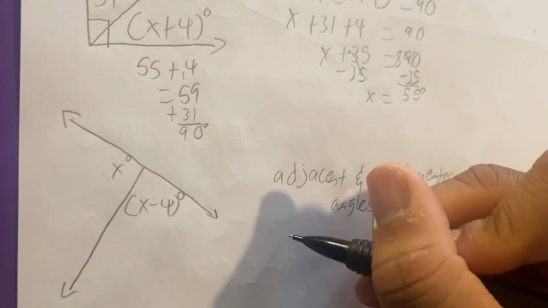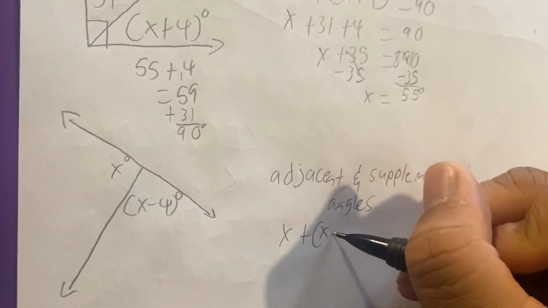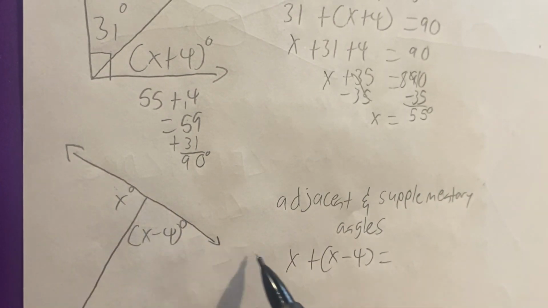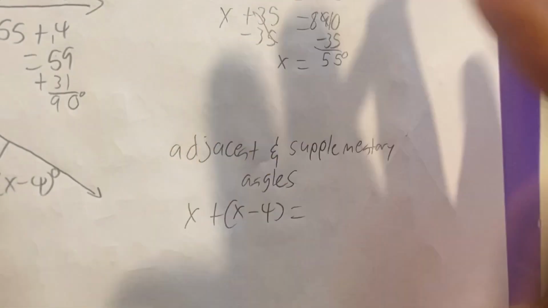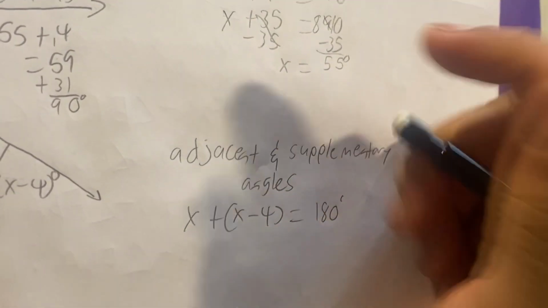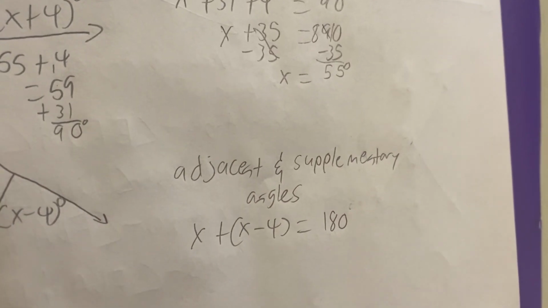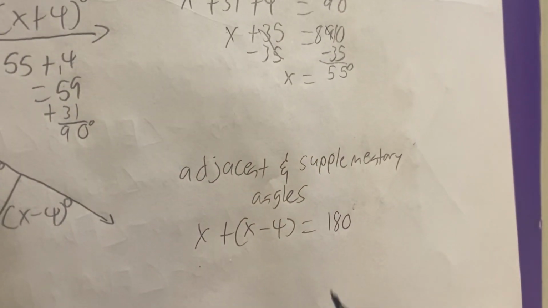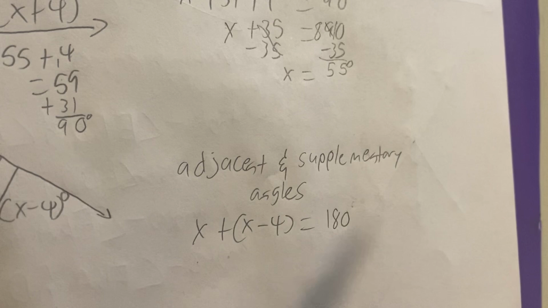So you have x plus x minus 4, and it equals, what does a straight angle equal? It equals 180. So therefore, it's going to equal 180 degrees. Let's find out what x actually equals. Looking here, we want to see if there are any like terms. I don't think there are any terms like 4, but x and x, those are like terms.